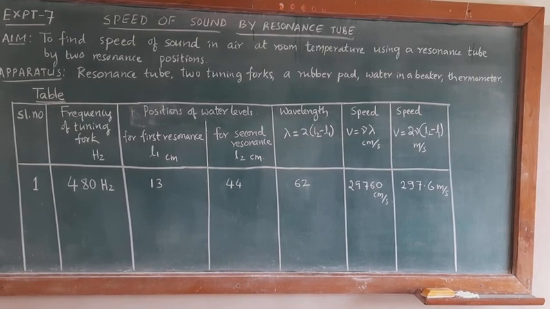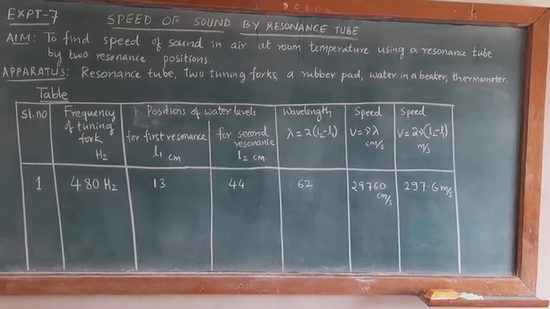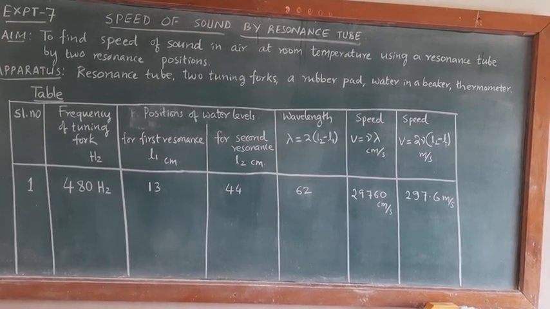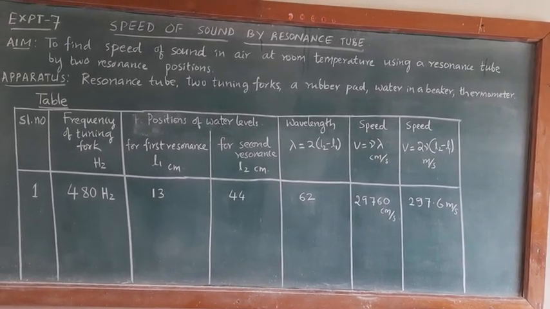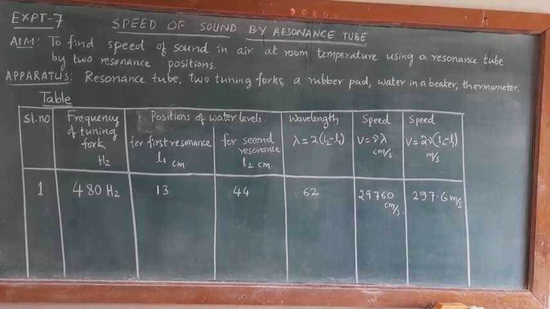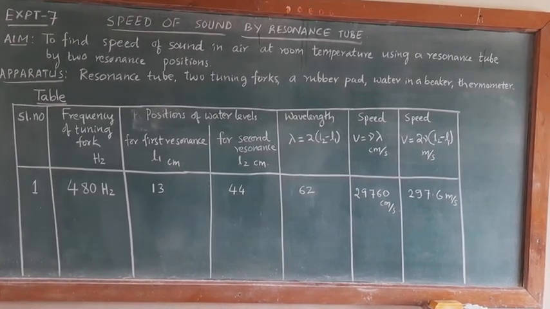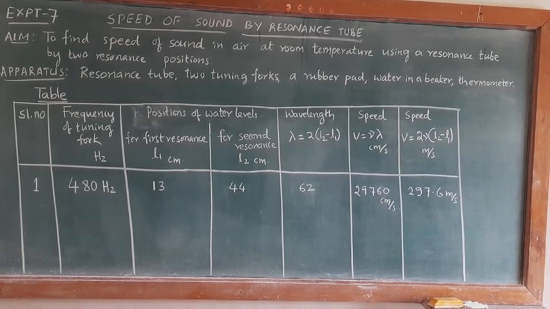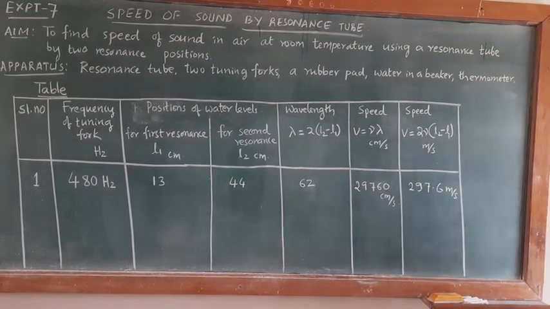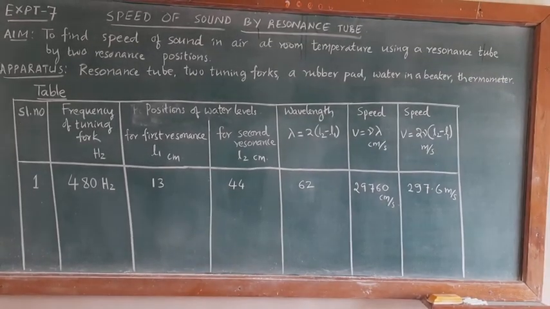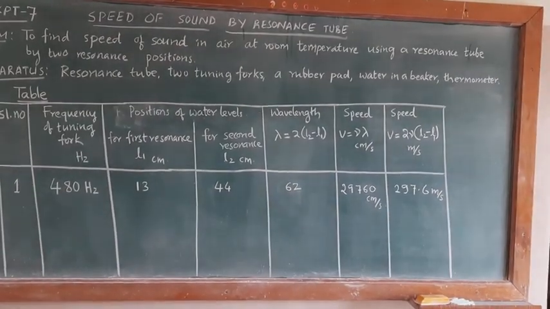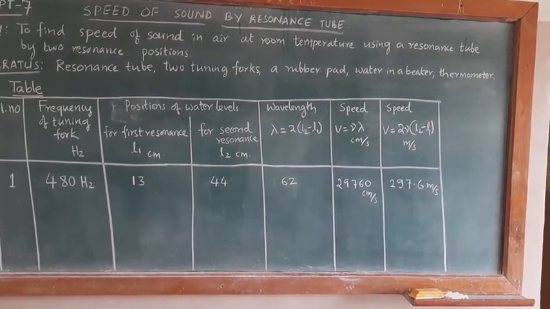Now you can see the tabular column. The first column is for the number of observations. The second column is for the frequency of the tuning fork. The third one is for the positions of water levels for the first resonance length and the second resonance length, L1 and L2 respectively. The fourth one is for wavelength. The wavelength corresponds to 2 times (L2 minus L1). Lambda is equal to 2 times (L2 minus L1).